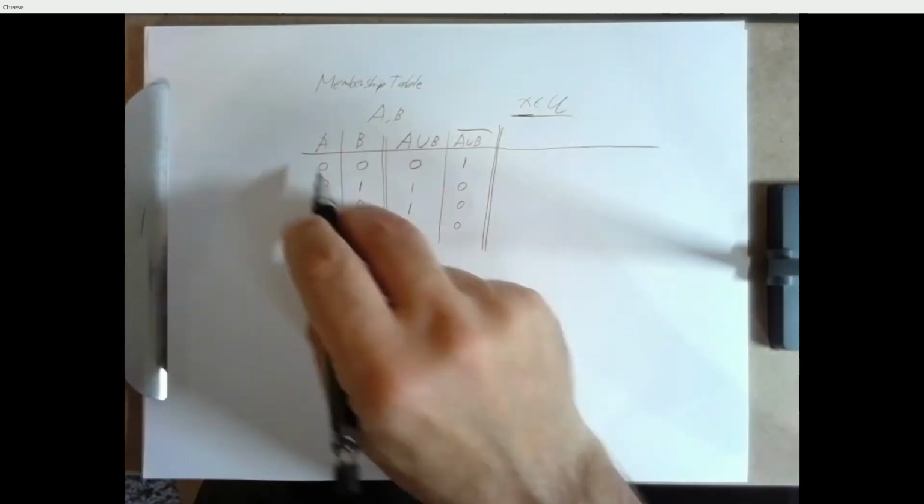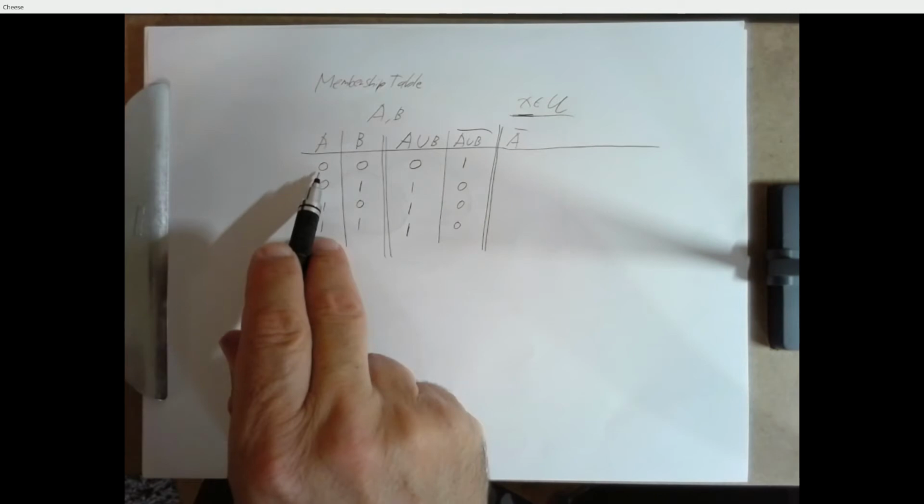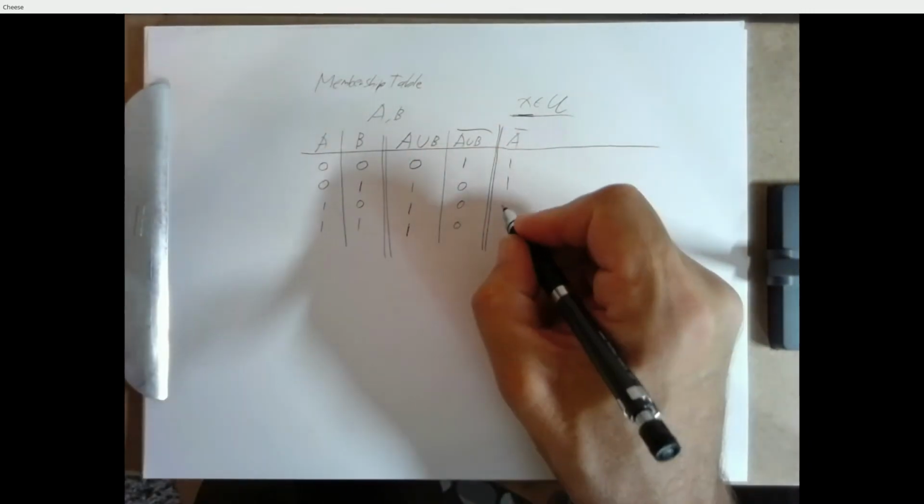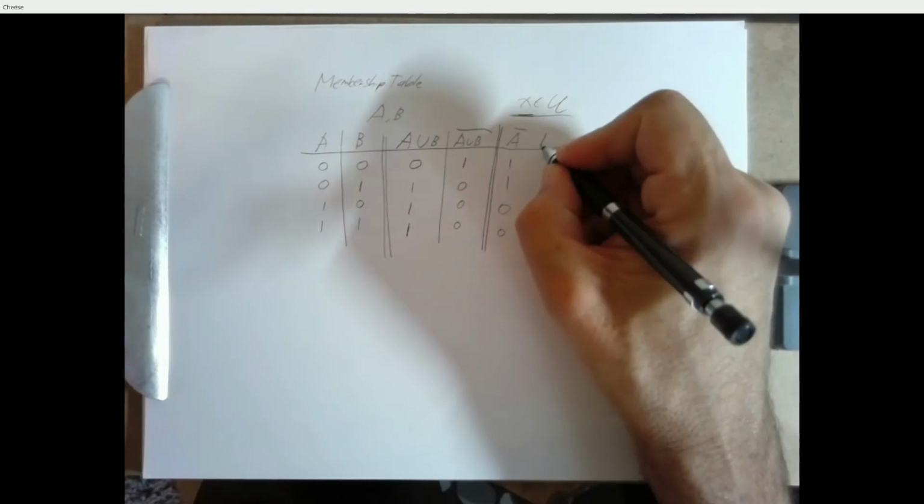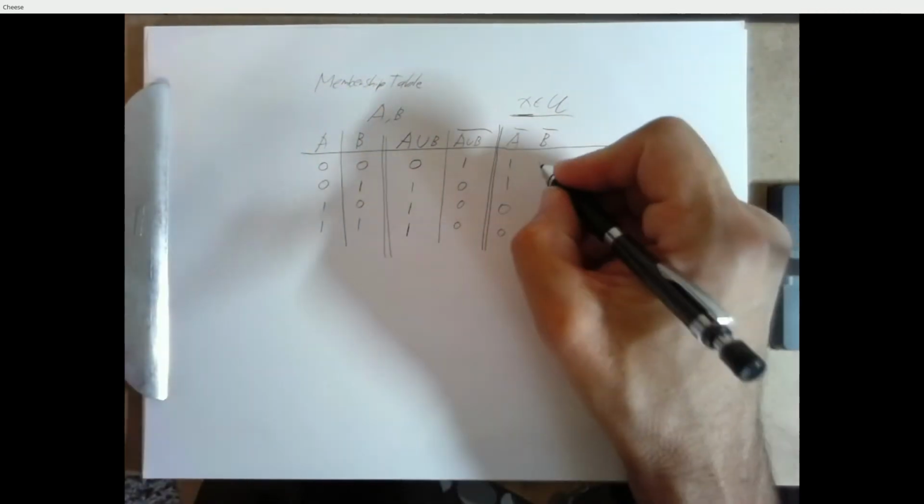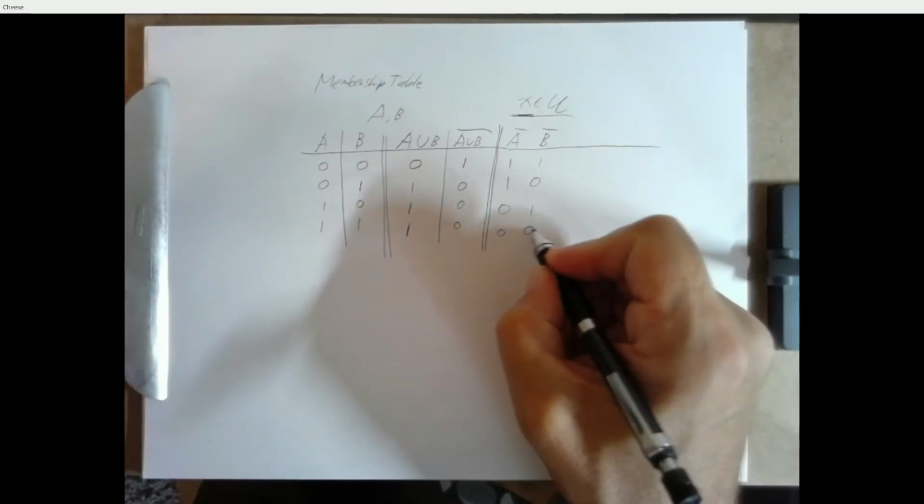And I can keep going. I can look at the complement of A, and if X is not in A, it's in the complement. And if X is in A, it's not in the complement. And I can do the same thing for B. If it's not in B, it's in the complement. And if it is in B, it's not in the complement.